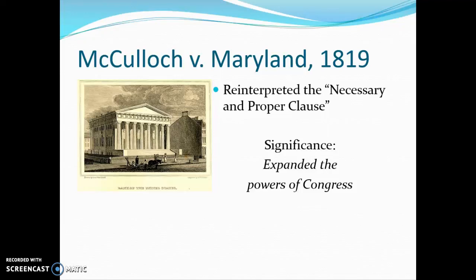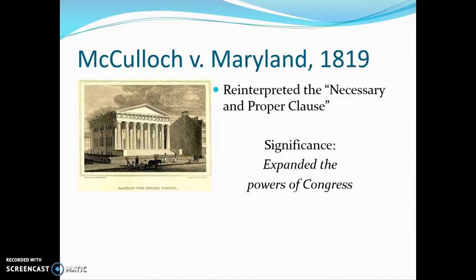Okay, McCulloch versus Maryland. This is a landmark Supreme Court case, and one of the 2 dates you need to know for the federalism quiz. 1803, Marbury versus Madison establishes judicial review, this last check and balance on the system. McCulloch versus Maryland in 1819 reinterprets the necessary and proper clause and really expands the powers of Congress to a huge extent. So this is what we want to look at, this case.